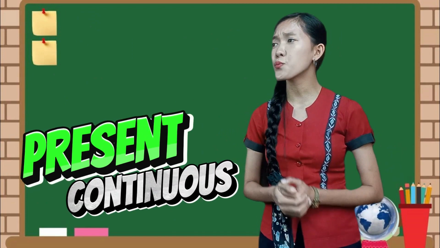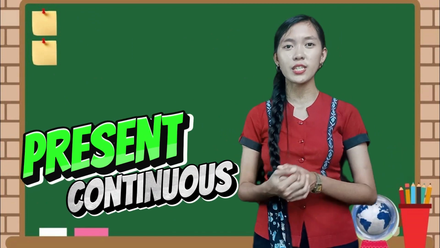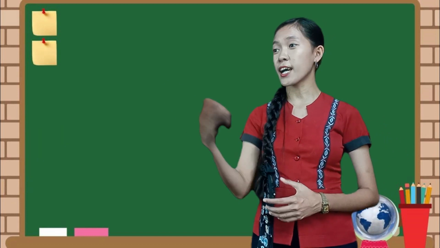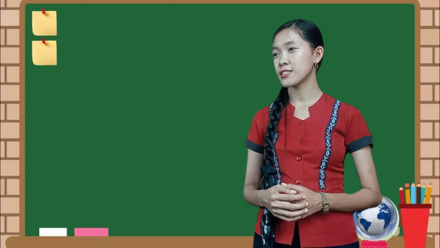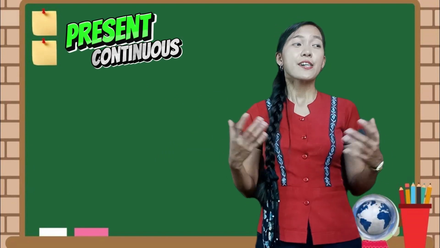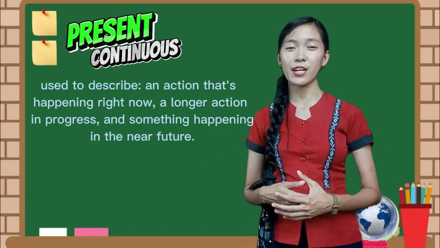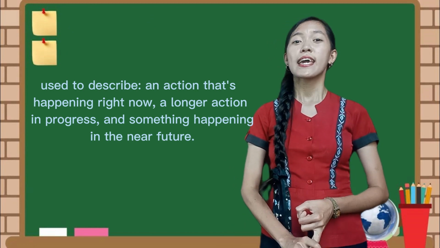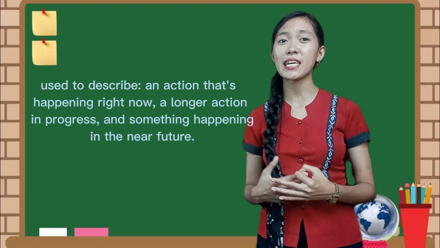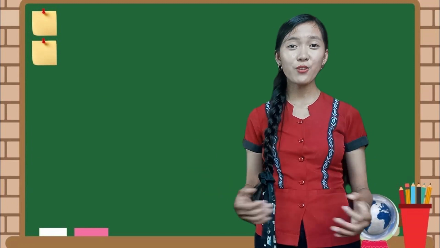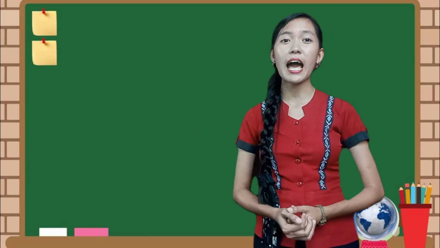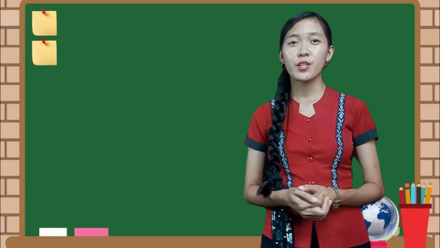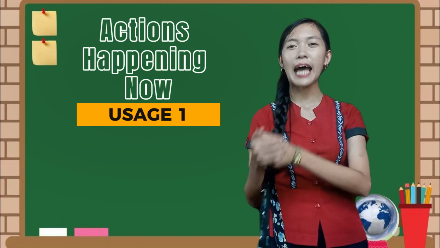Class, when you hear the word continuous or present continuous, what comes to your mind? Anyone? Yes, Mr. Jericho. Very good, Mr. Jericho. Yes, this tense is used to describe an action that's happening right now, a longer action in progress, and something happening in the near future. I know there's a lot to learn, but don't worry, I will guide you through it, okay? So let's talk about the first usage of this. Usage number 1, actions happening now.